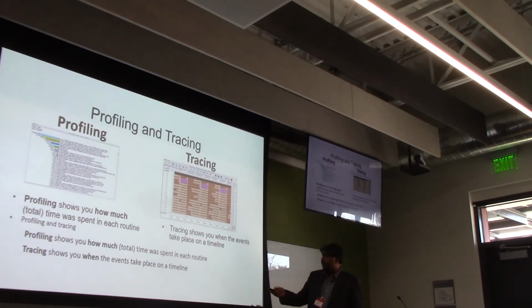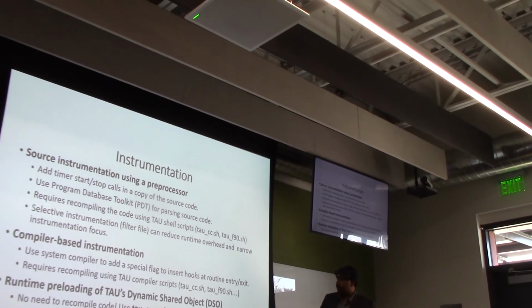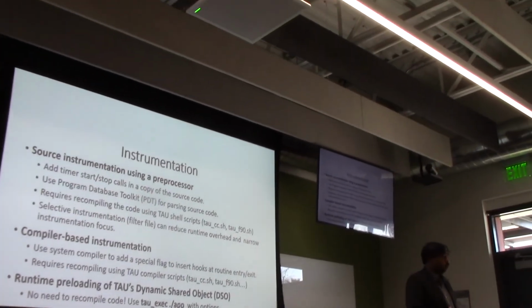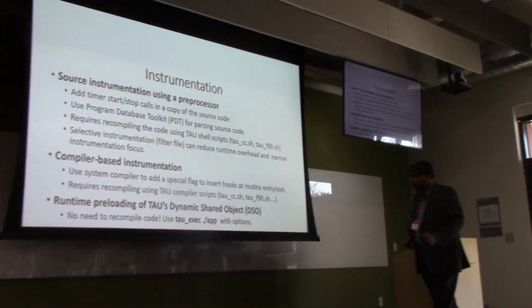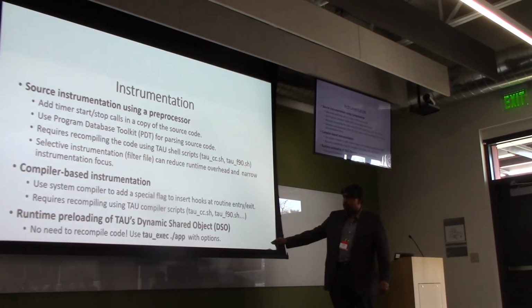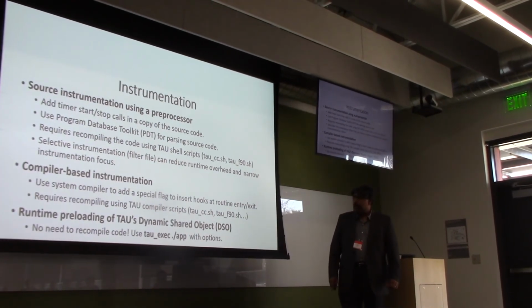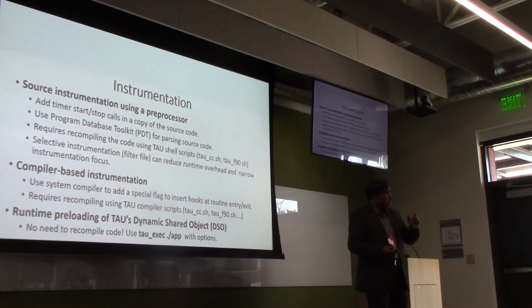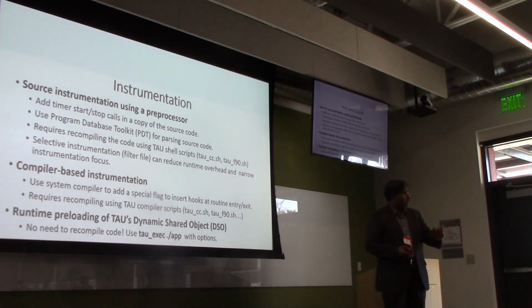And we have files like taucc and tauf90.sh, which can be used to compile your code when you're using compiler-based instrumentation. But what is of interest here is Tau's runtime preloading using a dynamic shared object, where instead of running ./app, you can say tauexec ./app or taupython app.py. And there, without any changes to your binary, Tau launches the application and preloads the Tau shared object.